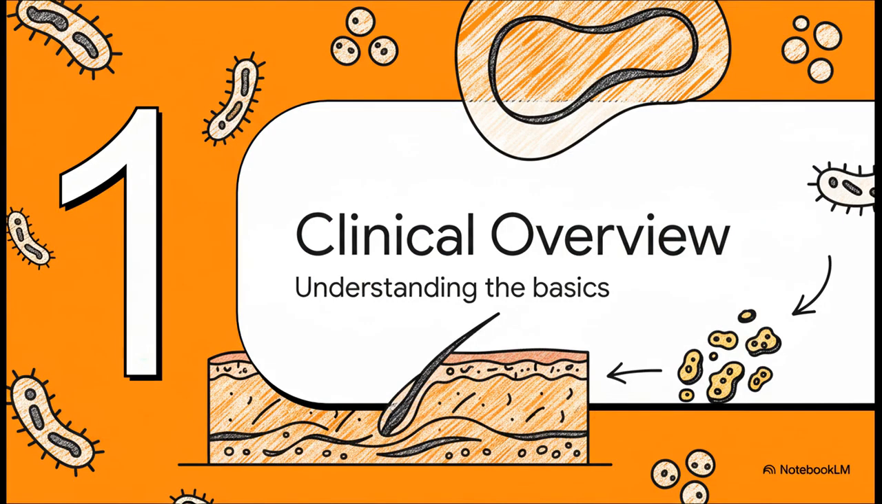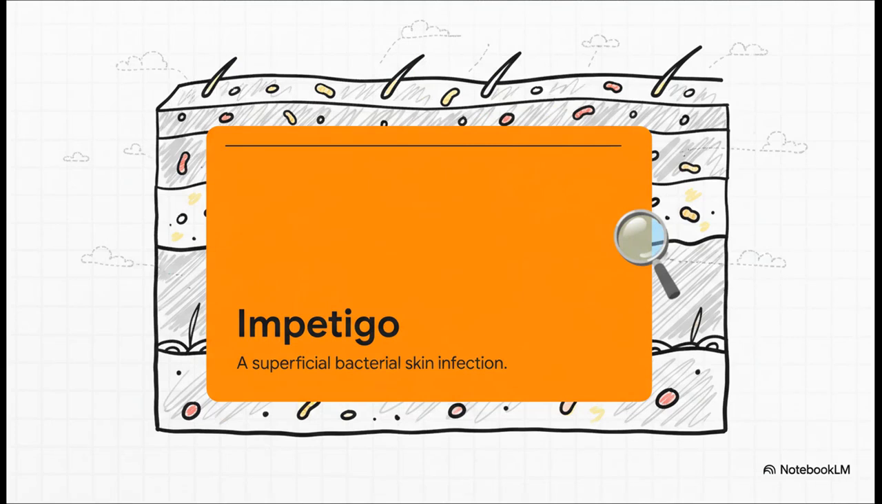All right, Section 1, the clinical overview. Let's make sure we're all on the same page with the fundamentals of Impetigo. The key word here, the one I really want you to lock onto, is superficial. Impetigo hangs out in the outermost layers of the epidermis, and that location is so important because it explains pretty much everything, from its classic look to the fact that it usually heals up without any scarring.